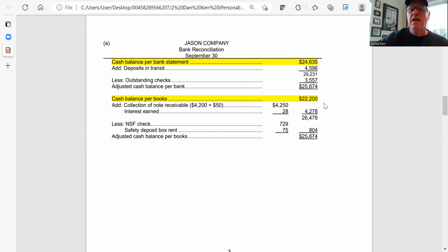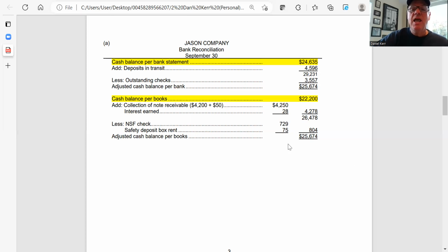We look at the bank statement. We ask, are there any increases to cash that are not reflected in my books? Well, there were two. The bank collected a note, which I was unaware of, and the bank credited interest on my account. So I have additions not yet reflected in my general ledger cash account of $4,278. And then the bank giveth, the bank taketh away. Is there any money taken out of my account that I was not aware of, that hadn't been reflected previously in my cash account in the general ledger? Yes, I had a bounced check of $729, and they charged me rent on the safe deposit box of $75.